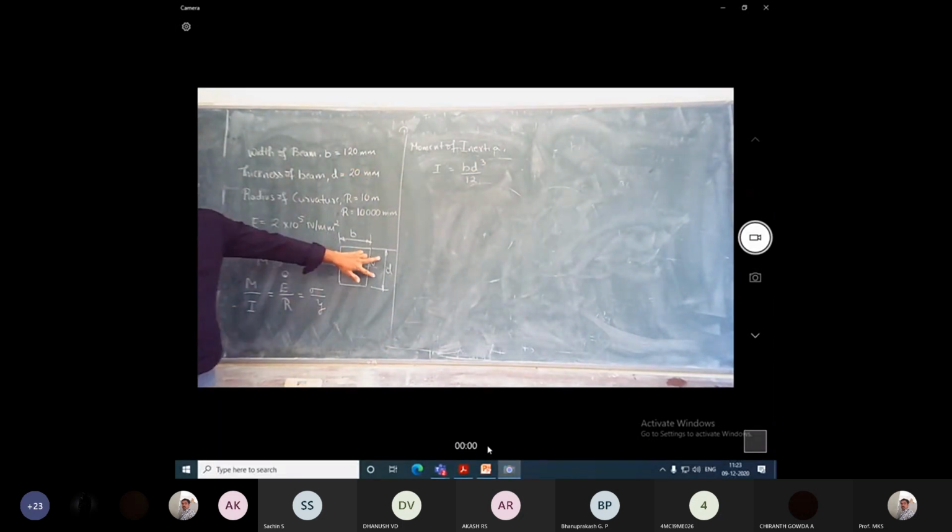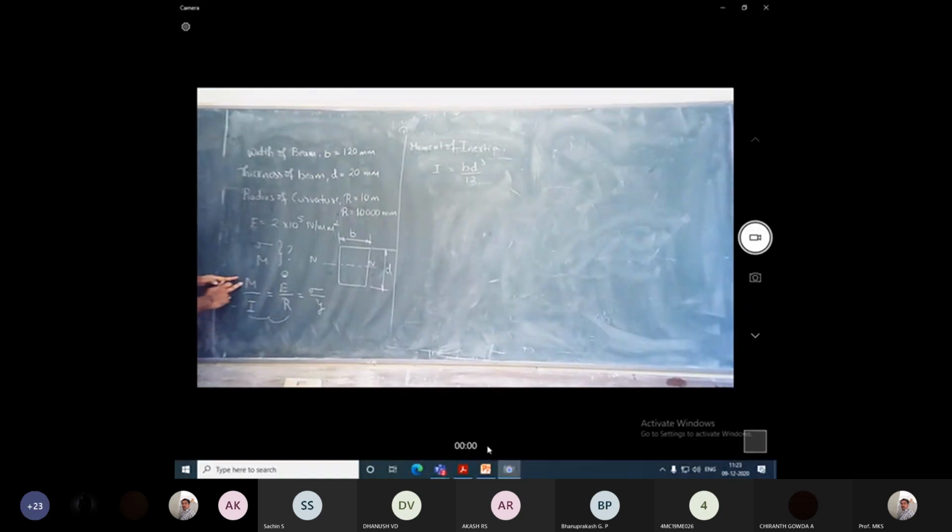So what is d? d is known. b is also known. We calculate I. So once you get I, I can use these two combinations. M by I is equal to E by R, and I can find M. Right? So afterwards I can use these two combinations: E by R is equal to sigma by Y. Then I can find sigma. So what is Y? Y is nothing but Y maximum you need to take.